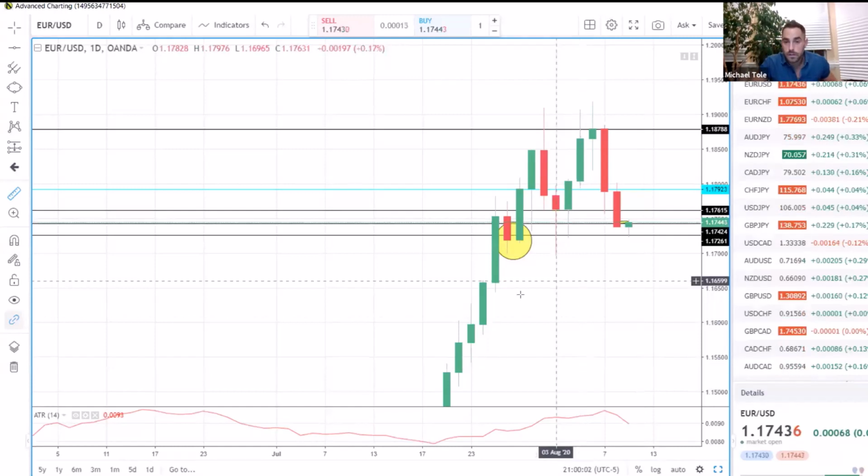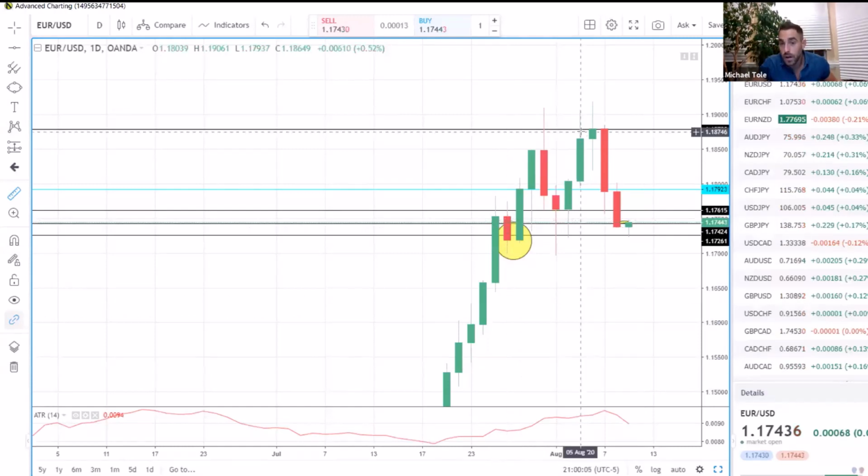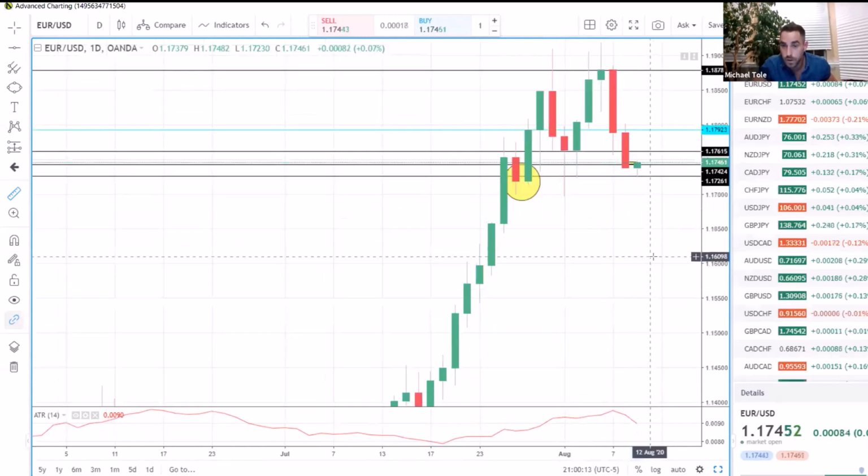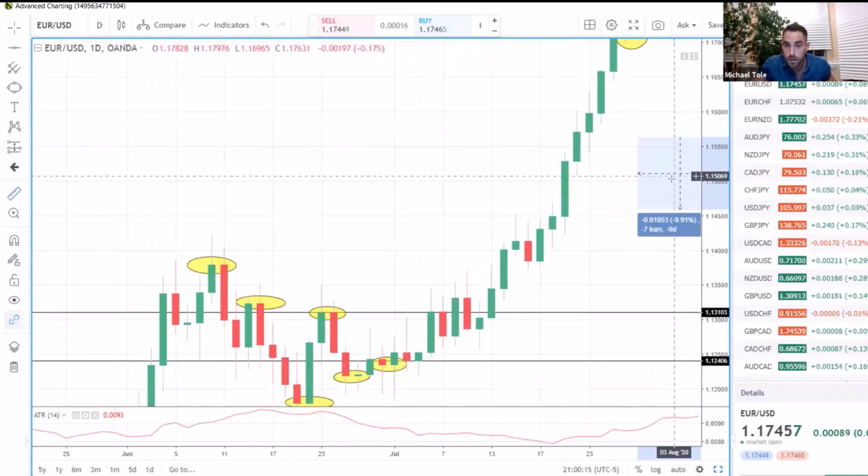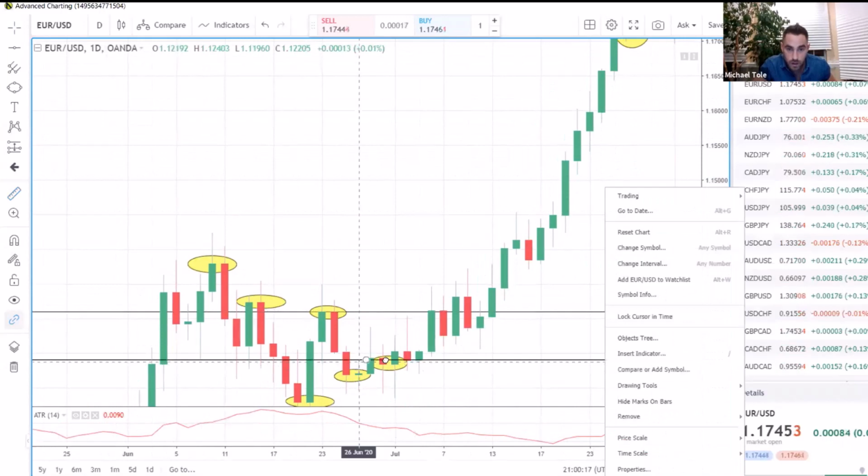So green, red, green, green, red, green, until we get a close below. It's got a close below, so the uptrend has now been stopped. This was literally an uptrend since right here.